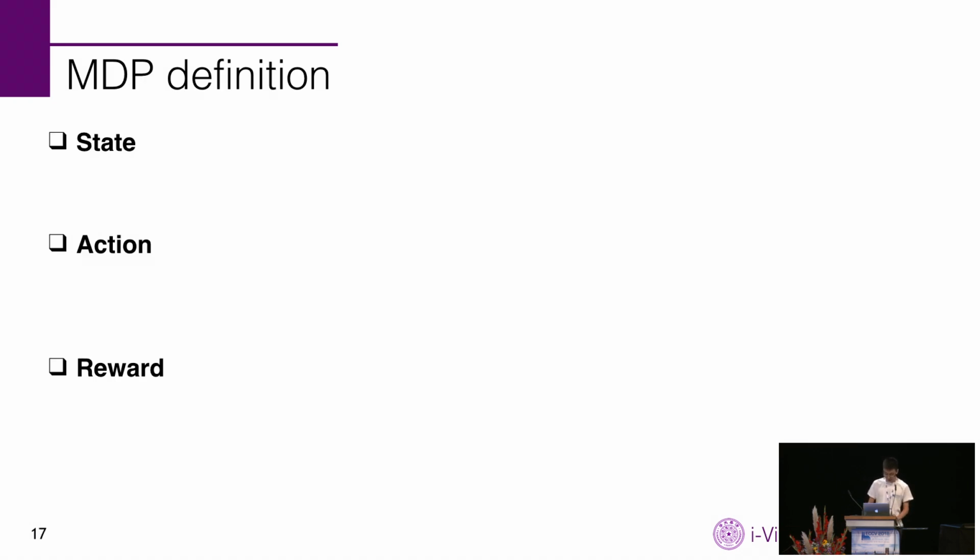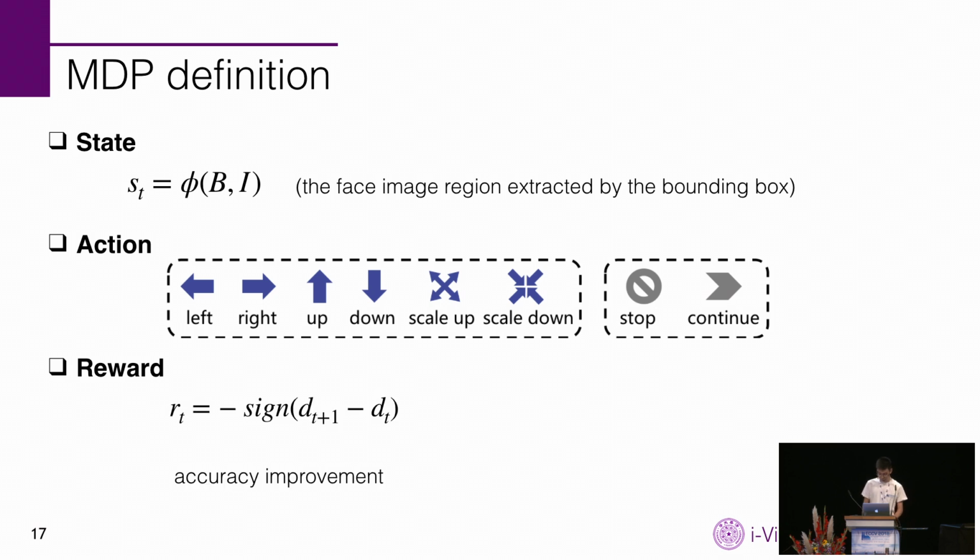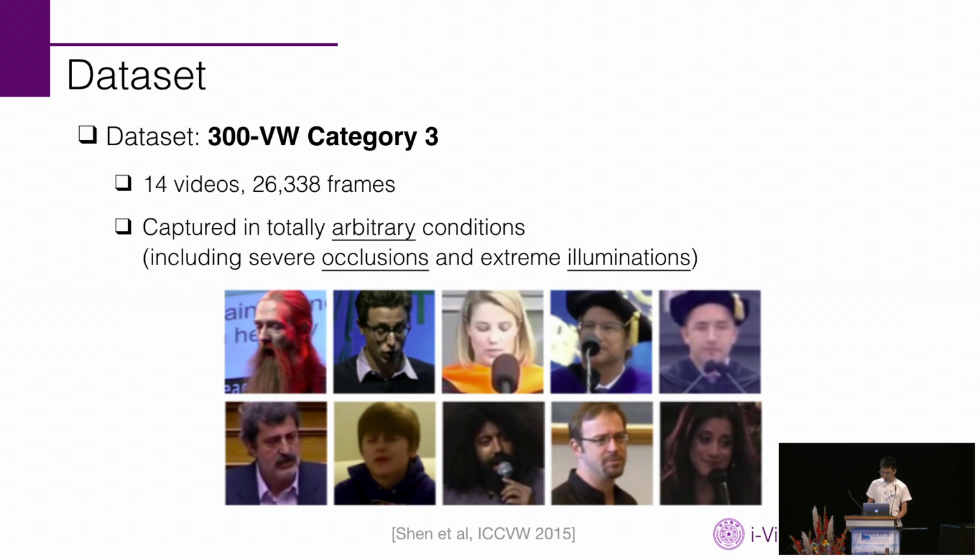As for the definitions of the Markov decision process, the state is defined as the current image region extracted by the bounding box. And the actions are totally 8 types for 2 agents, including 6 movement actions and a stop or continue action. The reward for the tracking agent is the landmark detection accuracy improvement, and for the alignment agent it is the finalized landmark accuracy.